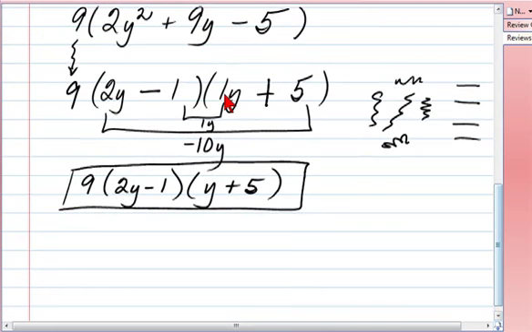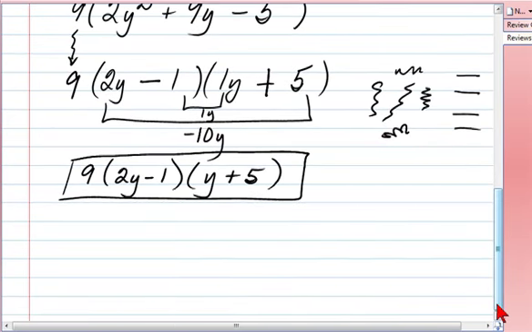Oh, it would be okay if you had the 1. I wouldn't count off for it, but coefficients of 1 are not usually written. All right, number 4.